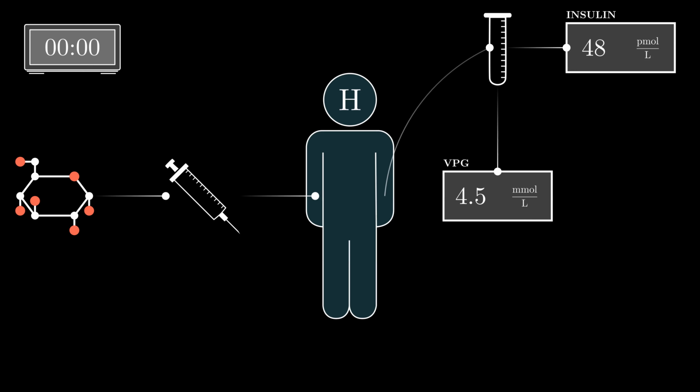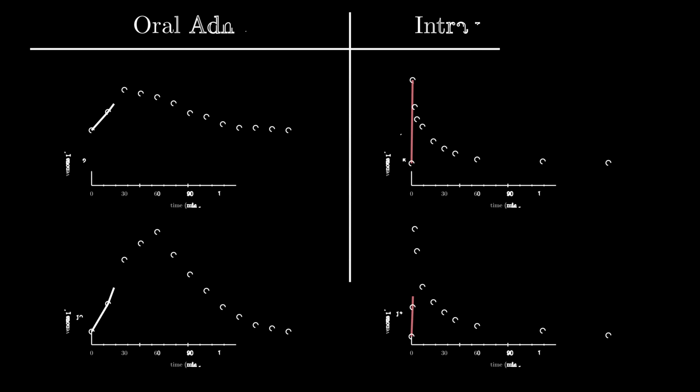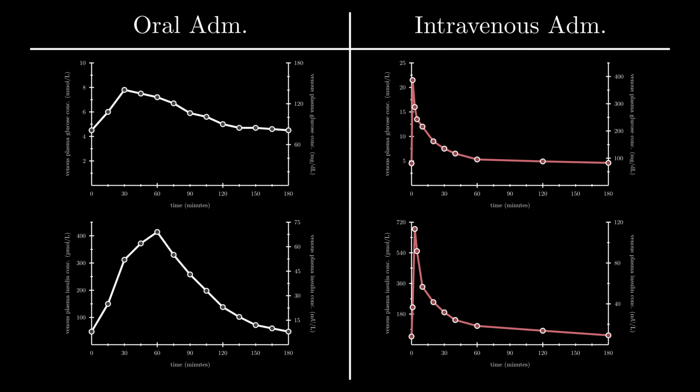A simple approach would be to inject 25 grams of glucose dissolved in 50 milliliters of sterile water over 30 seconds immediately after the baseline blood draw. After the injection, we continue drawing blood at regular intervals for the next 3 hours to monitor glucose and insulin concentrations over time. The resulting glucose and insulin curve would look like this.